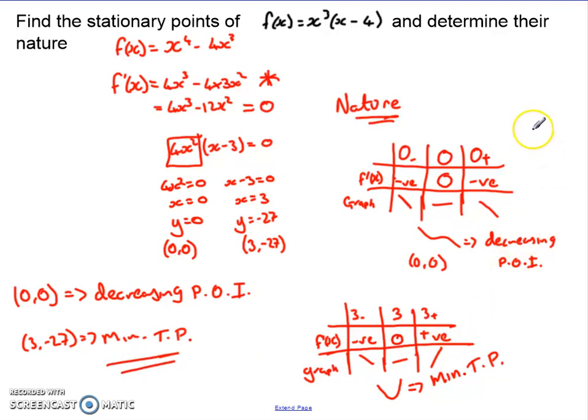Now, it's a longer process, and when you get in the habit of it and you get in the routine, it's actually quite straightforward, and it's always the same way. Take your derivative, equal to 0, solve it for x, find your y part, you've got the full coordinate, then use your nature tables. It's a fairly straightforward process once you get into the swing of it and once you get into the habit.